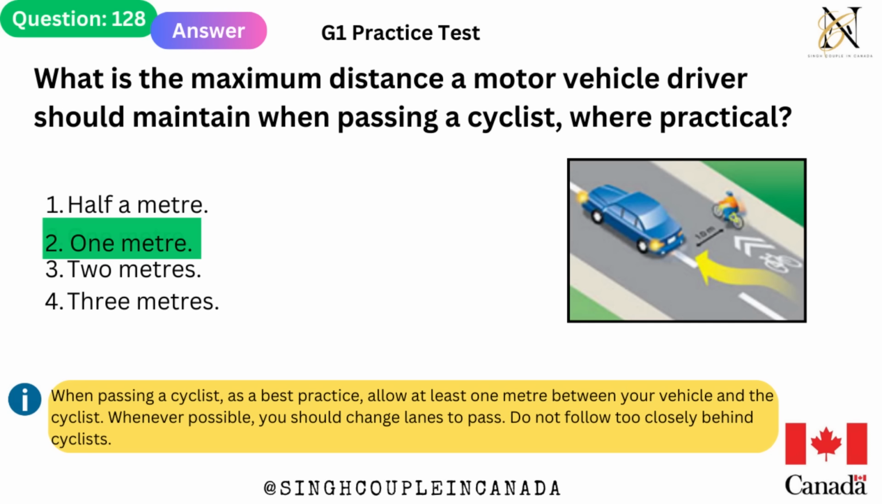1 meter. When passing a cyclist, as a best practice, allow at least 1 meter between your vehicle and the cyclist. Whenever possible, you should change lanes to pass. Do not follow too closely behind cyclists.